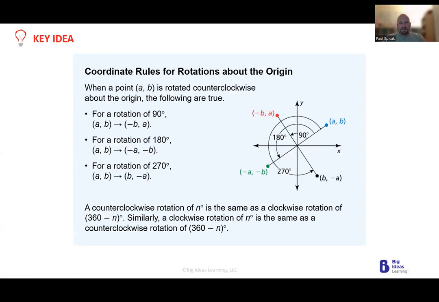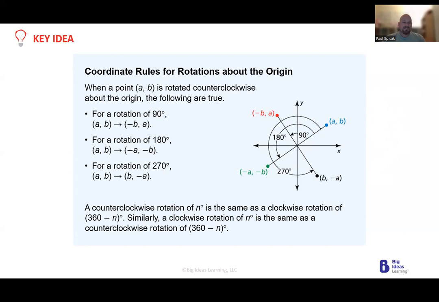When you take a point and you rotate it counterclockwise about the origin, the following is true. So you have point A, B. All right, so if we pretend to start off in the first quadrant there, and it's a positive, well, then a 90-degree rotation is going to end up with a negative and a positive. It'll be in the second quadrant, and it'll be reversed. So we are going to switch the X and Y values.